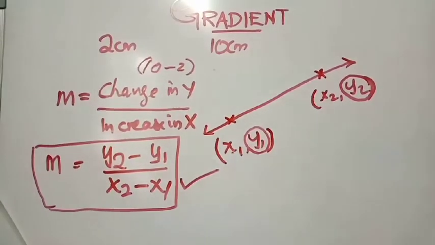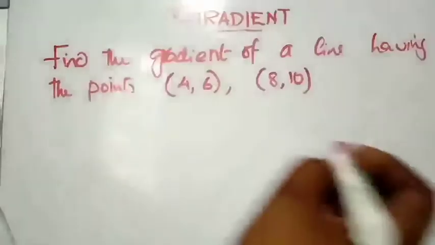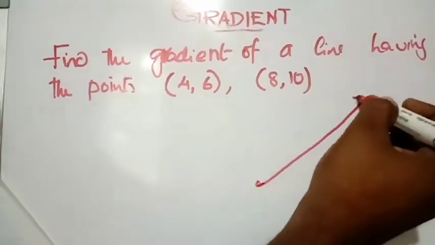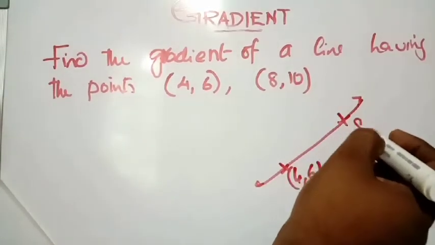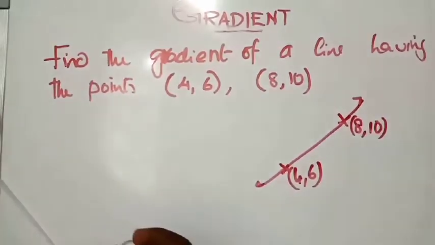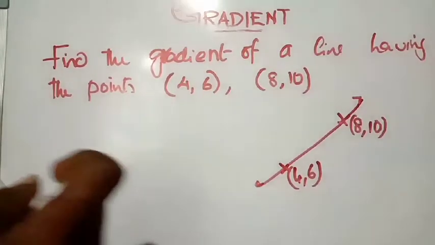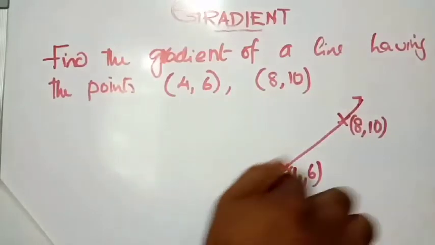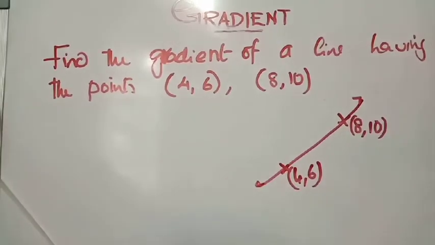For example, find the gradient of a line having the points 4, 6 and 8, 10. Okay, so here we have a line. That line has 2 points. One is 4, 6 and the other one is 8, 10. We have to find the gradient of this line. Remember, gradient is a quantity which decides the steepness of the line. Now we do not know how the line is. This is just an example line I have drawn. It's a rough diagram. This is not the correct one. Okay, we don't want to draw the correct one also.